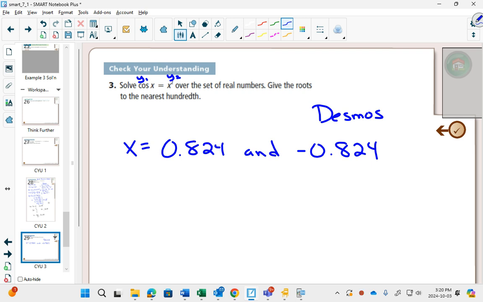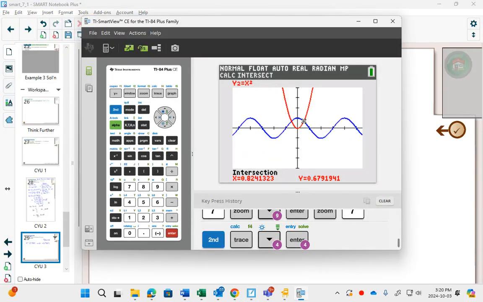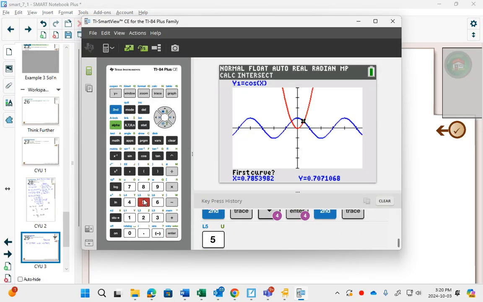because I know parabolas are symmetrical and I know the cosine graph is symmetrical, I could tell you that the other one is going to be at negative 0.824. If you weren't sure, you could go back to your calculator and do the intersection again, but this time your cursor has to be closer to the other one. Push enter 3 times, and you do get negative 0.824 as well.